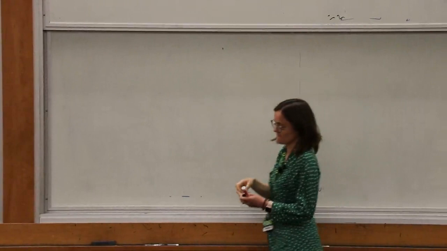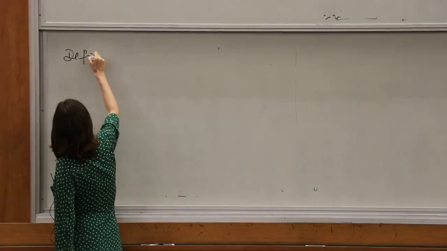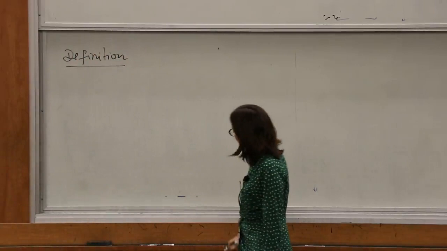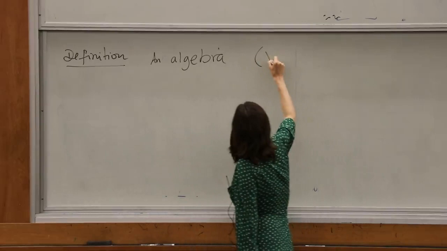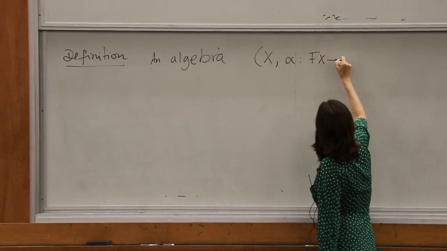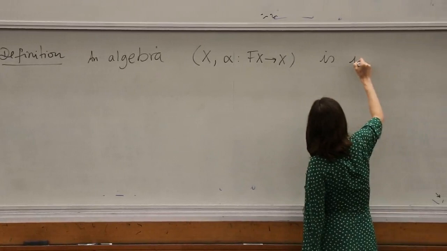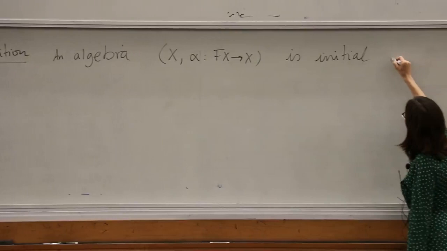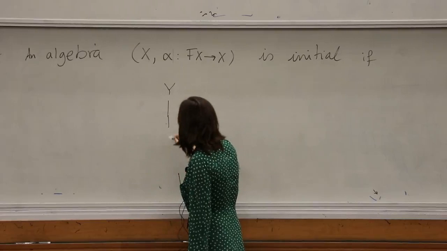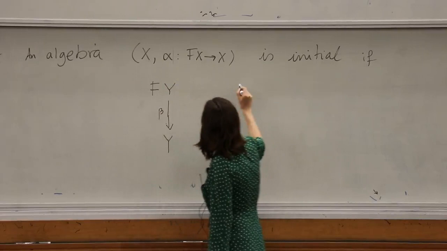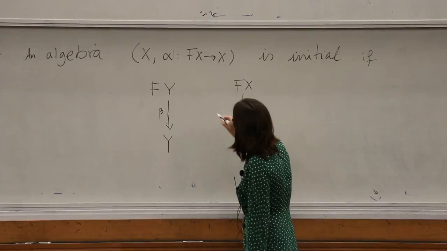Now we're going to look at some special types of algebras and coalgebras. Let's start with the algebraic one. We're going to say that if I give you an algebra (X, alpha) for some functor F, we're going to call this algebra initial if for any other algebra there exists a unique map into X.